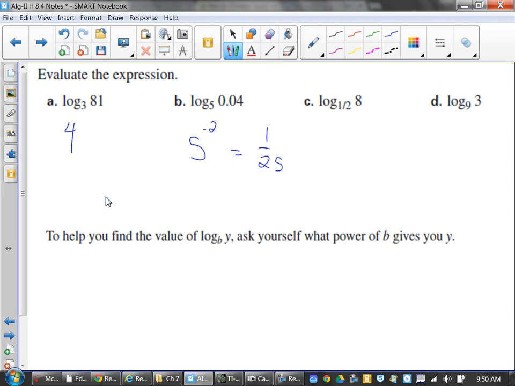1/2 to what power is going to get me 8? -3. This is saying 1/2 to what power is going to get 8. Well, to turn a 2 into 8, you have to cube it. Since it's a 1/2, you just have to flip it, which means it's -3.